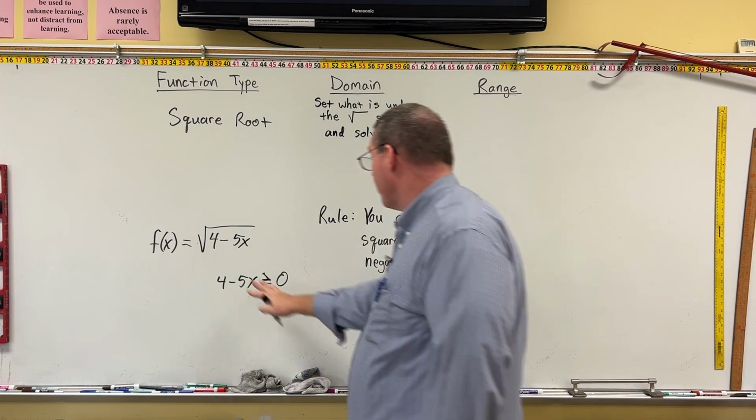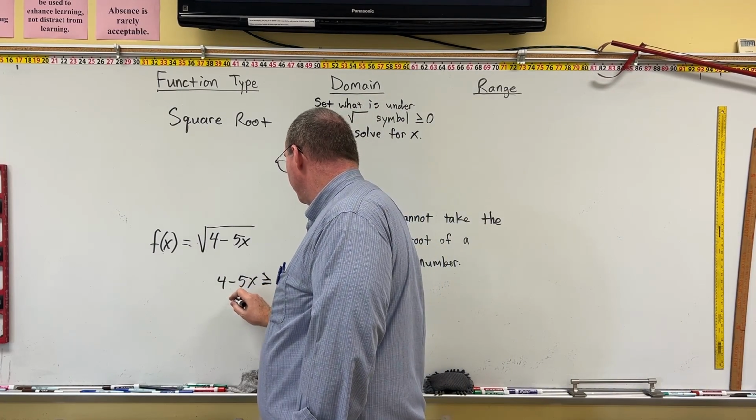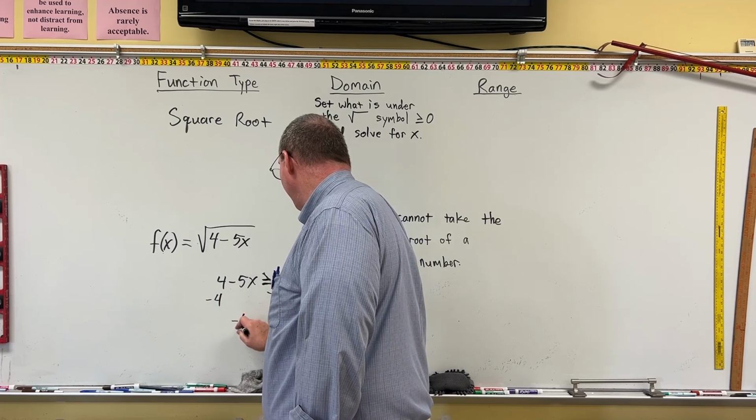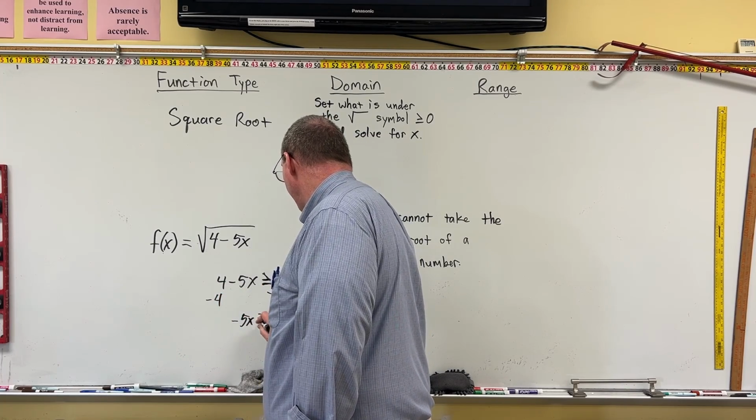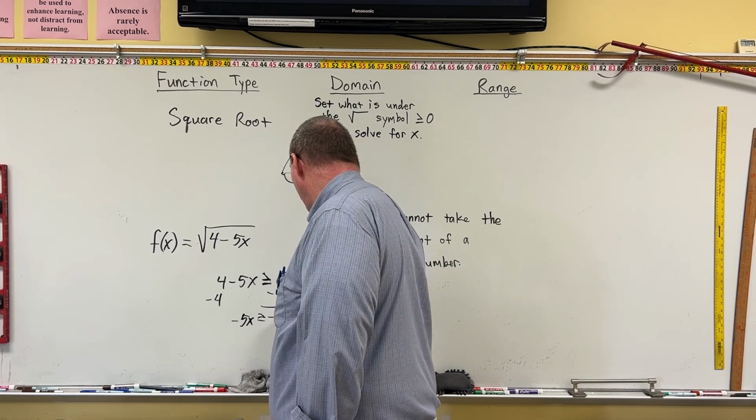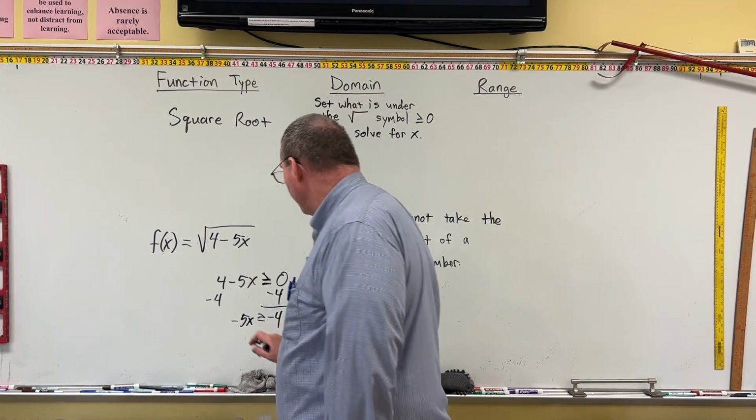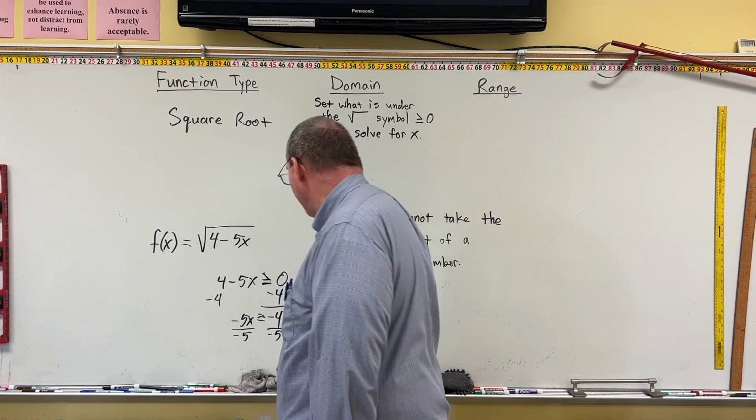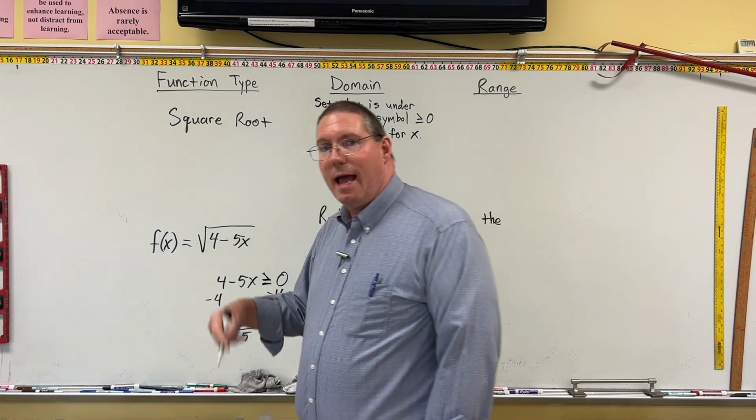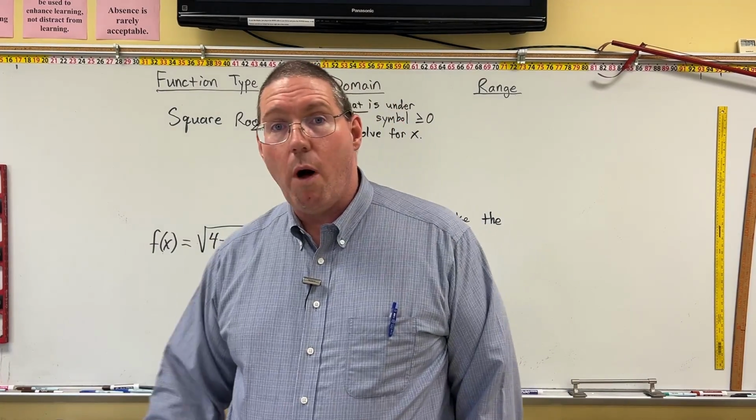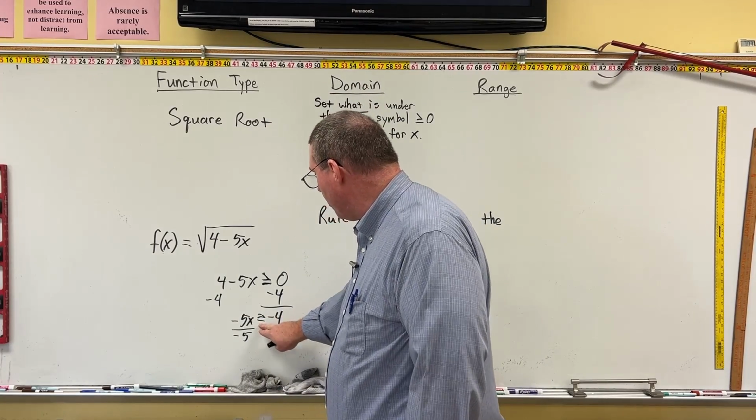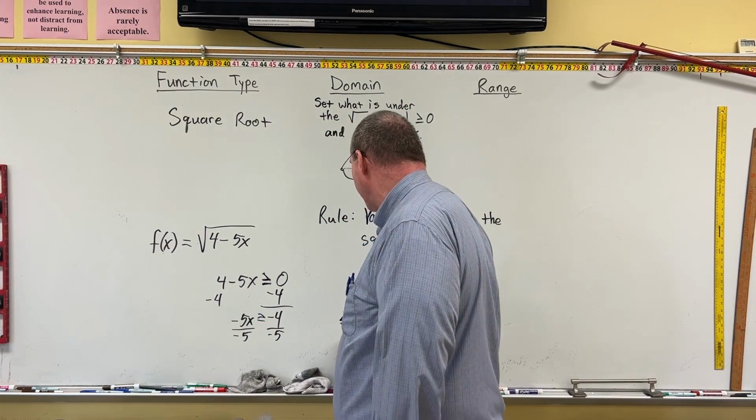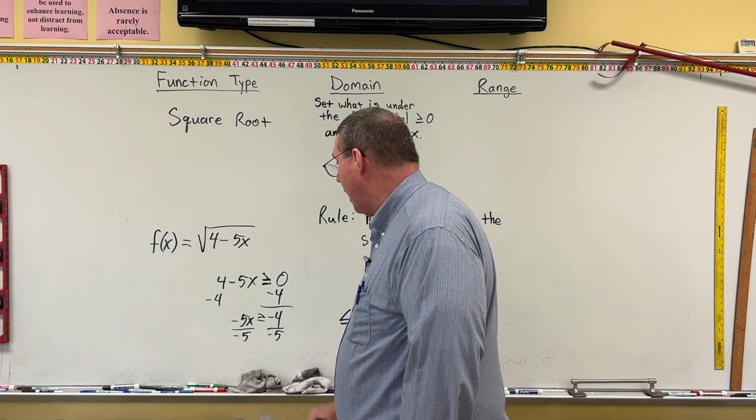Okay? So here we're going to solve for x. We subtract 4 from both sides. We get negative 5x is greater than or equal to negative 4. And now we divide by negative 5. Now remember, when you divide by a negative number with an inequality, you have to reverse the symbol. So our greater than or equal to symbol becomes less than or equal to because we're dividing by a negative.